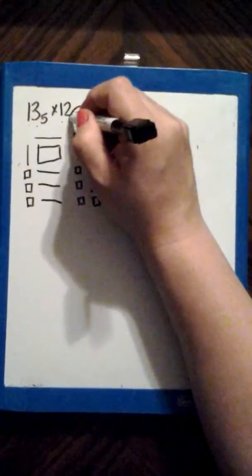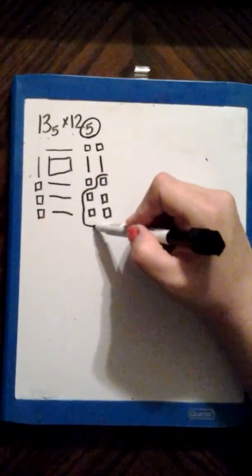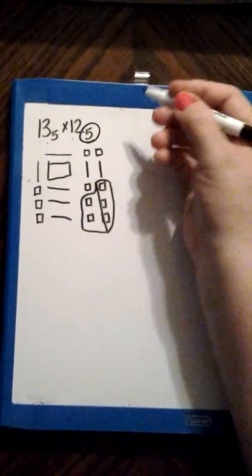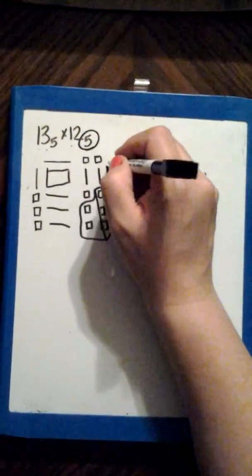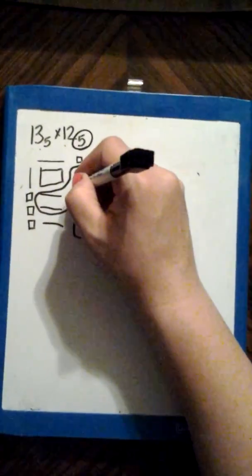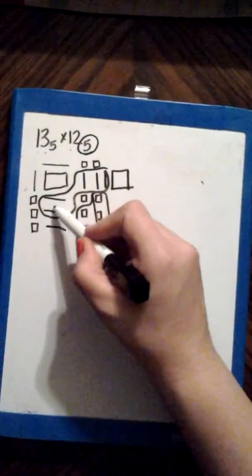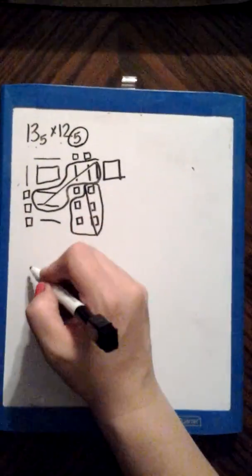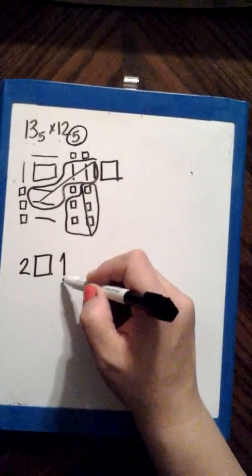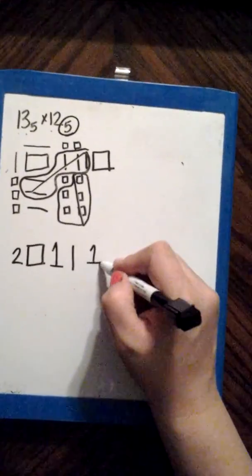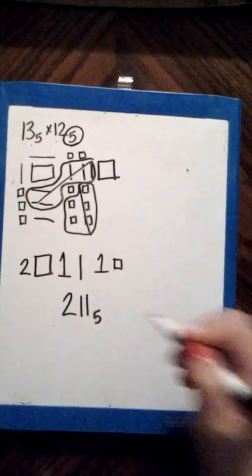Since we are working in the base of 5, I'm looking for groups of 5. So here I see that I have 5 units that equal 1 long. And now I have 1, 2, 3, 4, 5 longs that equal a flat. I'm going to cross that out. So I'm left with 2 flats, 1 long, and then 1 unit. So that in turn equals 211 in the base of 5.